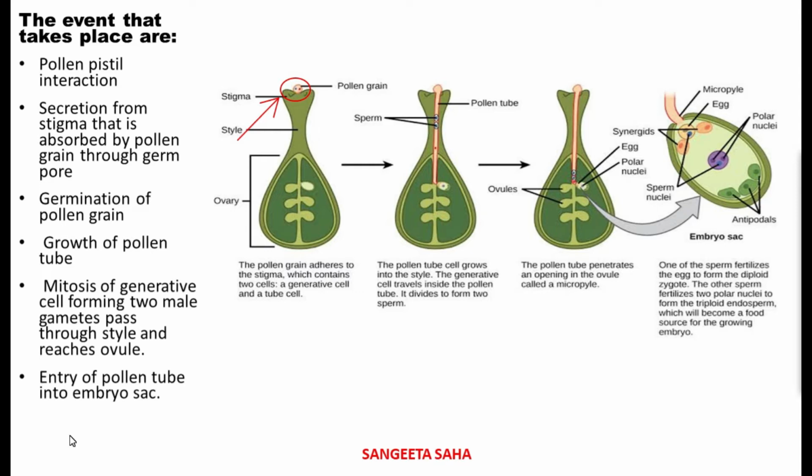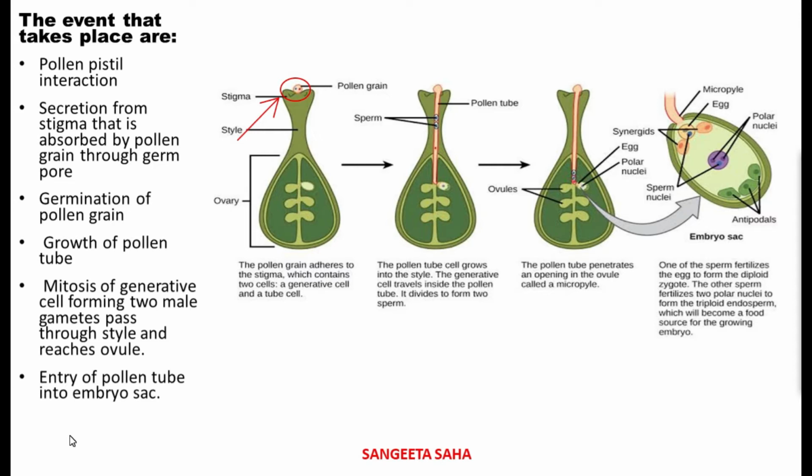Now as you know the structure of the pollen grain, it has got two parts, outer exine and the inner intine. Now in between the exine there are some discontinuous delicate areas which are called germ pores. Now from here the substance that is released by the stigma is absorbed and eventually the pollen tube starts forming.